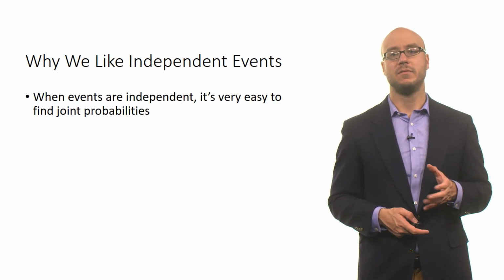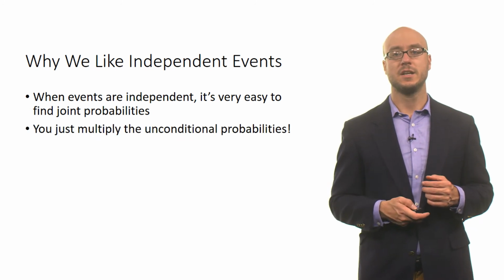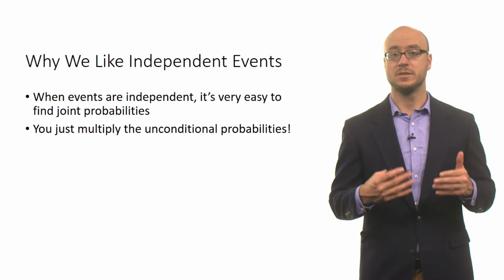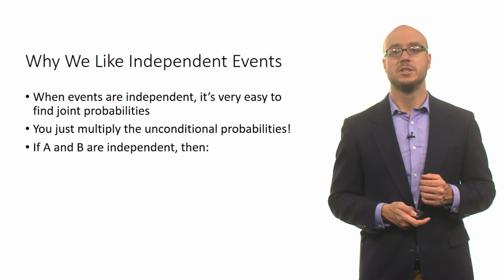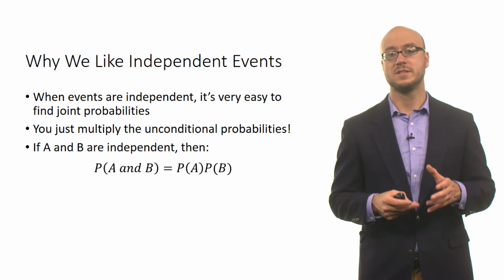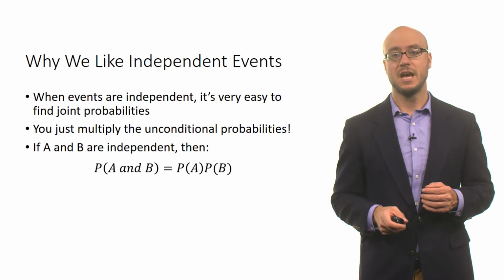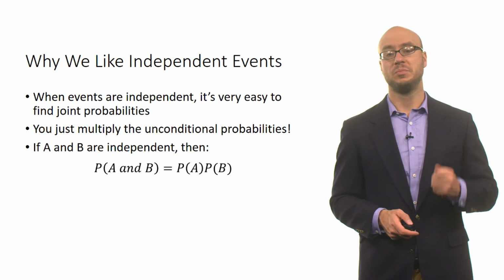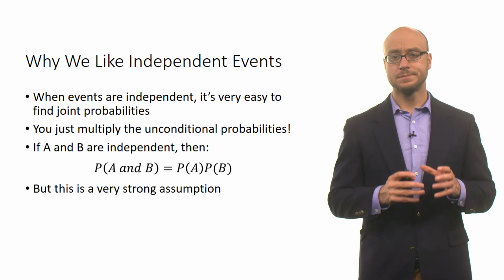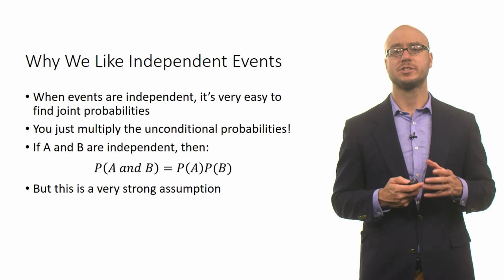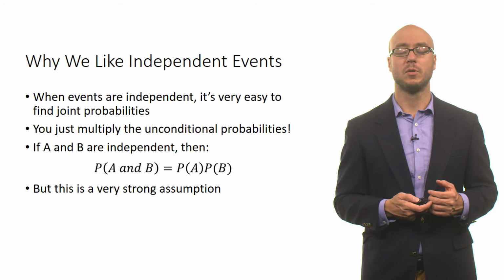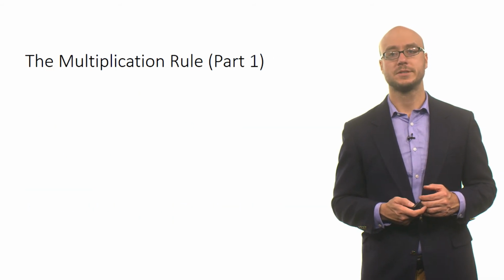We like independent events because it's very easy to find joint probabilities. Joint probability, if you recall, is just the probability of A and B, two events occurring at the same time. If A and B are independent, then to find the joint probability, you just multiply the probabilities together: the probability of A and B equals the probability of A times the probability of B. However, in practice, this is a very strong assumption. We often don't encounter independent events that can simply be multiplied together to find joint probabilities.